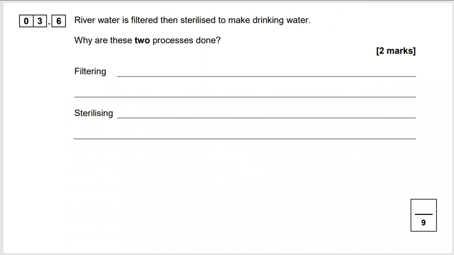3.6. River water is filtered, then sterilised to make drinking water. Why are these 2 processes done? Well, filtering, we know, removes solid waste. So we apply what we know to this. We're getting rid of those solid particles in the river water.